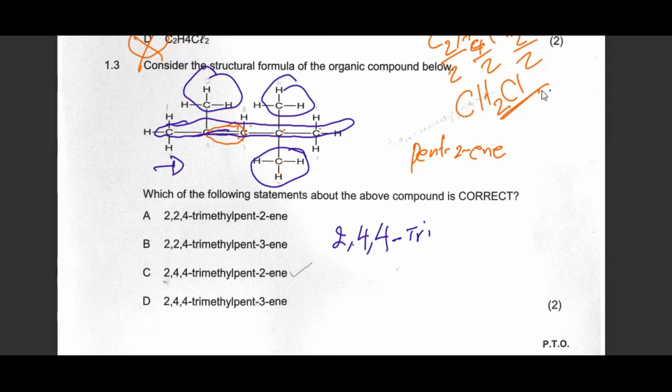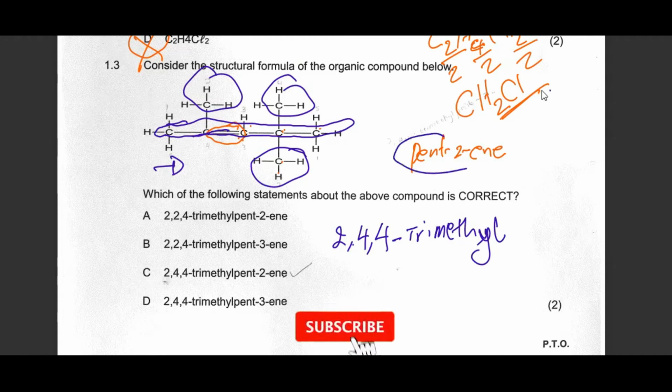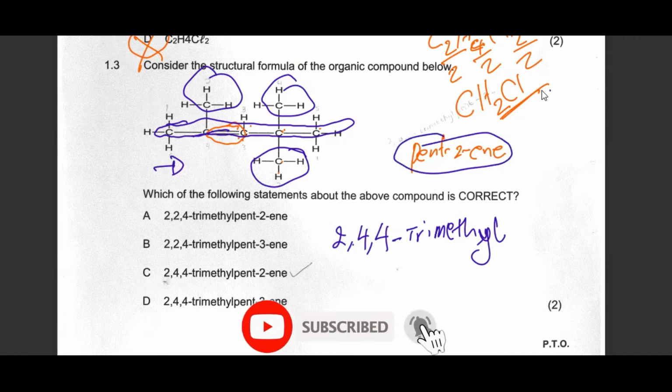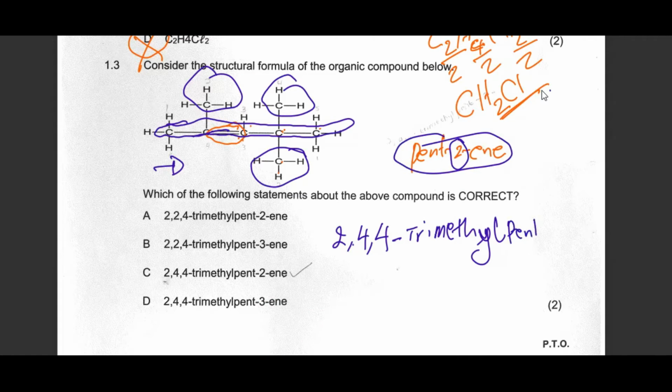Tri has one carbon atom, which means meth, because they are side groups. Remember, whenever we talk about the side group, the two letters are Y, L. So it becomes 2, 4, 4 trimethyl. And then the longest chain is pent, and the position of the double bond is on carbon atom number 2. So that is going to become pent 2 ene.